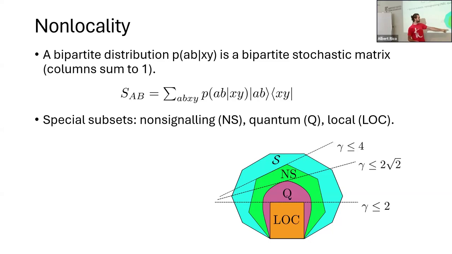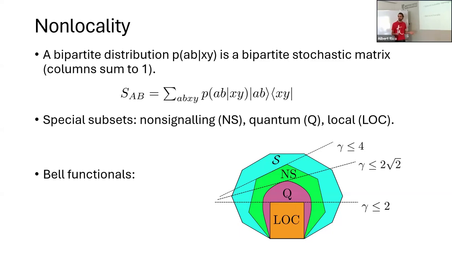Okay. That's the set of all the conditional distributions, and it's a polytope, because it has finitely many vertices. We have the polytope of non-signaling probability distributions, then the quantum set, which is not a polytope but can be approximated, and the local one. We can draw some lines, some hyperplanes here, to detect things which are outside given sets, and these are called the inequalities.